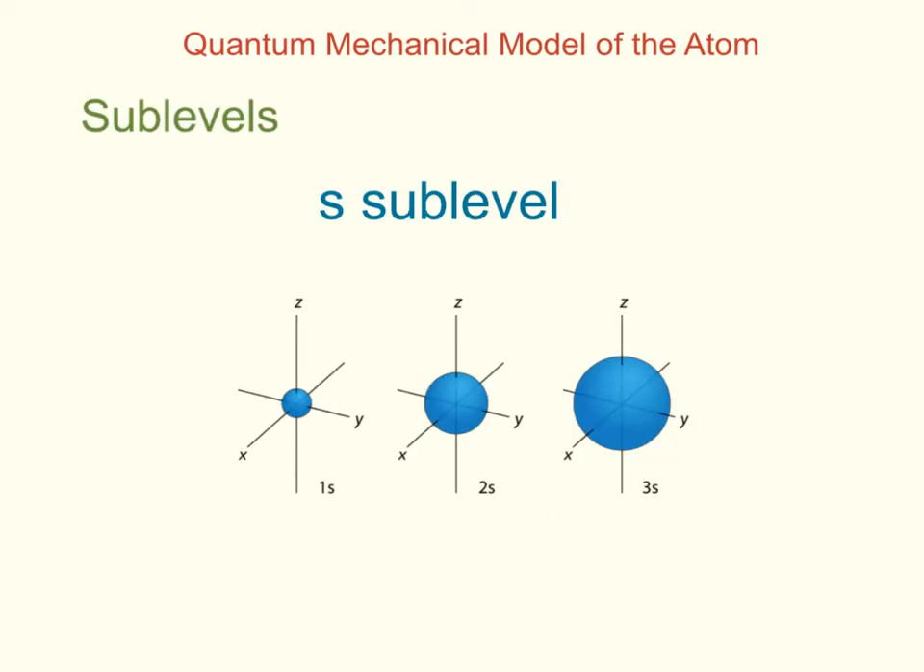The s sublevel is made up of only one type of orbital, and it has this nice round spherical shape. So this would be the s sublevel in our first principal energy level, and then this would be our s sublevel and orbital in our second principal energy level, and then this would be our s sublevel and orbital in our third principal energy level. Notice that our sublevels and orbitals, which are the same in this case, get progressively bigger as we move from our first principal energy level out to our third principal energy level. And remember that each of these orbitals can hold up to 2 electrons. So the s sublevel, because it only has one orbital, can hold up to 2 electrons.